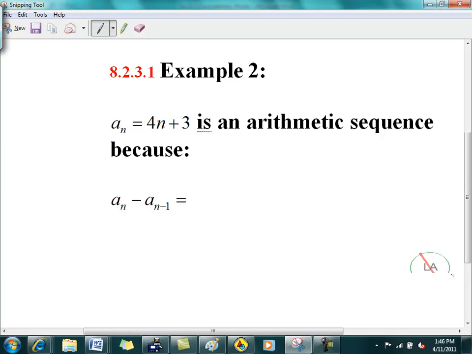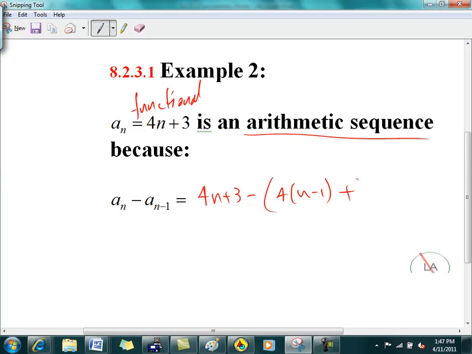On Thursday and Friday we talked about writing sequences in 2 different forms. What were they called? Yeah, recursive was one, and the other one is the functional form. So this is a functional form. My claim to you is that this is an arithmetic sequence, because if I do this difference, I'm going to write it down without explaining it to you and see if you need help on that. Does everybody buy that?